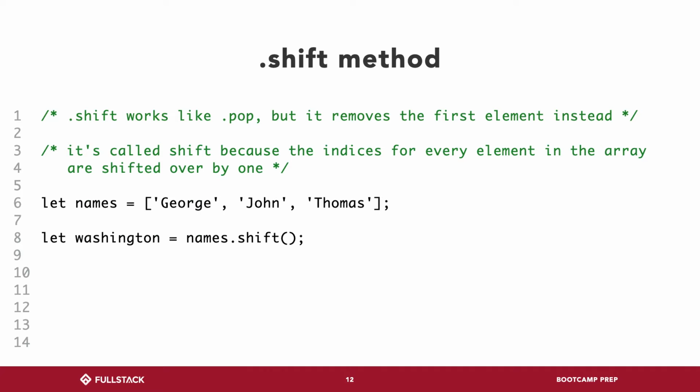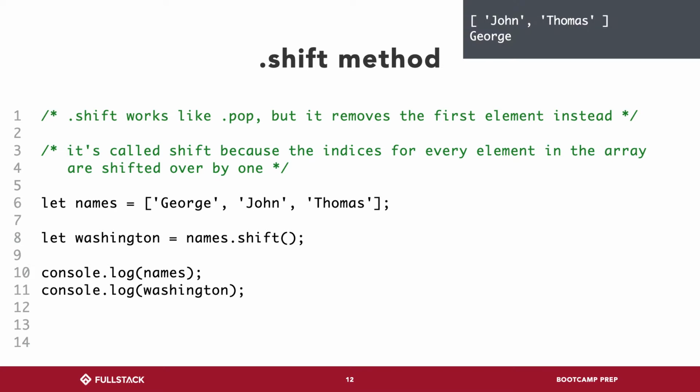Right? So George, John, Thomas, let Washington equal names.shift. Oh, I'm sorry. Shift, you take everything off. Shift is the other one. You take it off, and then everything shifts 1 this way. Okay? My bad. Unshift is the other one. So console.log names, console.log Washington, you get John, Thomas, and George, right?